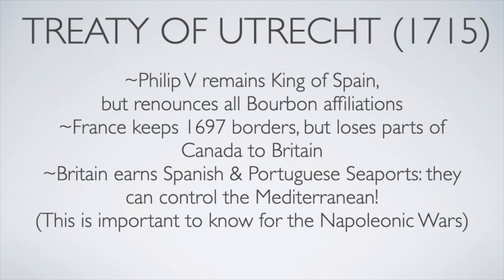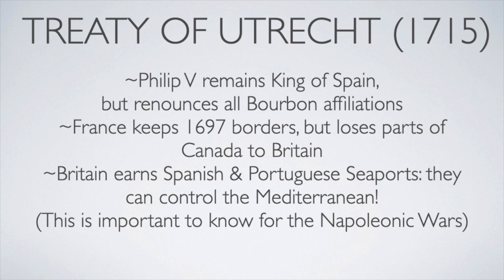But what is important for us to know is the consequence of this war. So Britain and its allies win. What does this mean? Well, most importantly, it means that forevermore, France and Spain are going to remain two separate countries. So Philip V remains the king of Spain. He gets to keep that title. Hooray for you, Philip V. But he is never allowed to be the king of France.